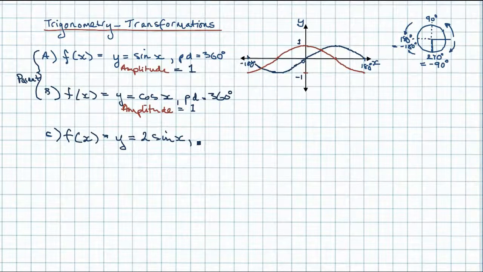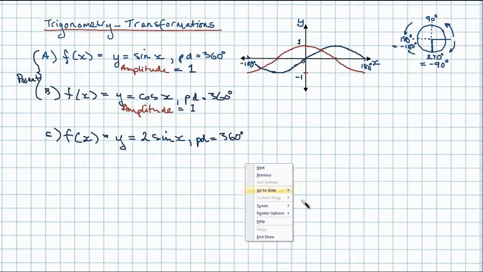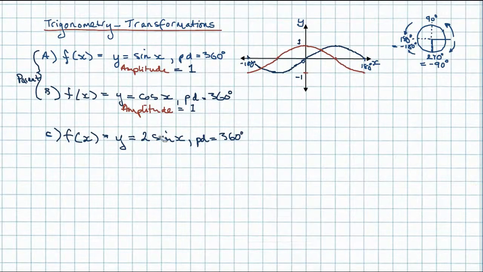So what's the period going to be now? Well, the period is still 360. That doesn't affect the period at all. So y equals 2 sine x. Period is unchanged at 360 degrees. But what has been changed is the amplitude, and I'm going to show you what I mean.